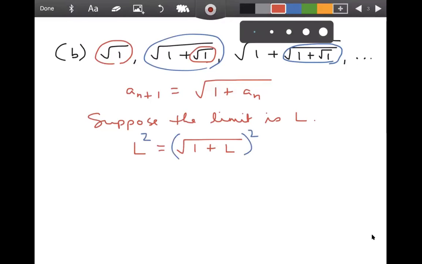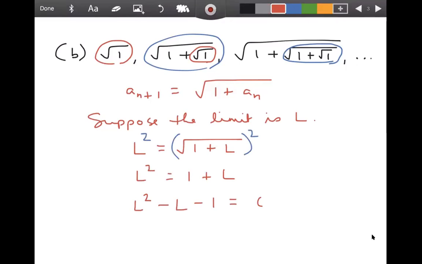And that's going to give me L squared equals 1 plus L, which is now a quadratic equation. L squared minus L minus 1 equals 0. And I'm sorry to say that I think we're going to have to use the quadratic formula to solve that equation. So quadratic formula with A equals 1, B equals -1, and C equals -1. So L equals minus B plus or minus radical B squared minus 4AC all over 2A.